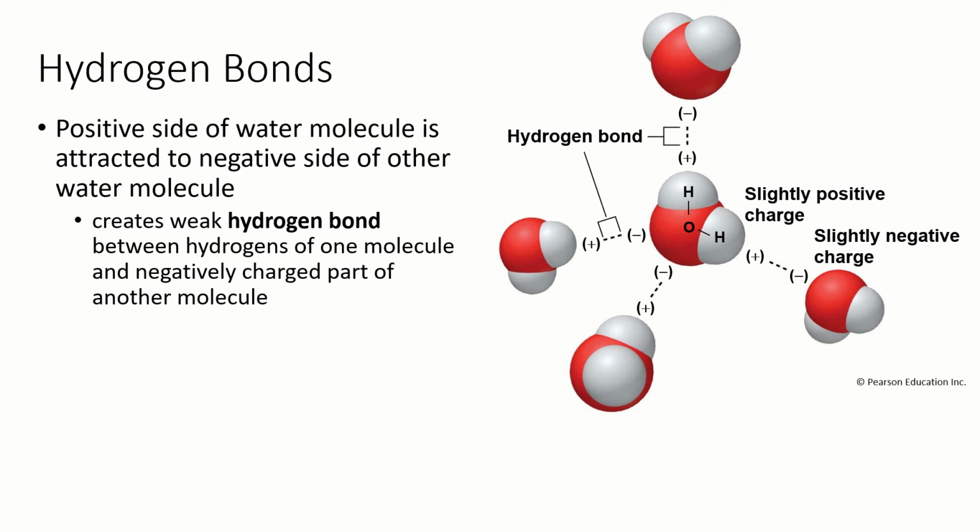All right, so hydrogen bonds individually are very, very weak. But in water, because there are so many water molecules, the sum total of the hydrogen bonds ends up being a very strong attractive force. So because the oxygen molecule is negative and the hydrogens are positive, we get these attractions between one end of one water molecule and the other end of another water molecule.